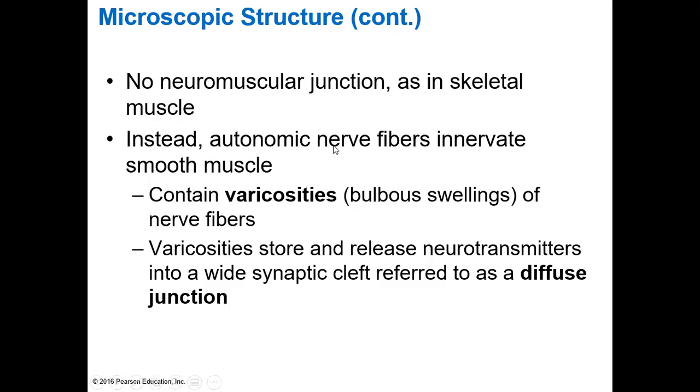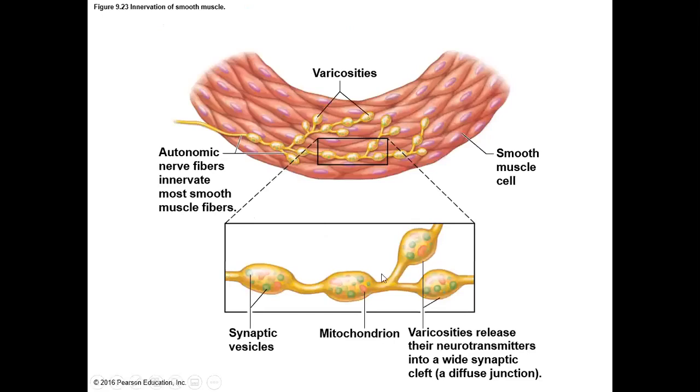So autonomic nerve fibers, auto is self, and nomic actually means law. So auto, self, innervate the smooth muscles. And instead of a neuromuscular junction, you get varicosities. And so this is what varicosities look like.